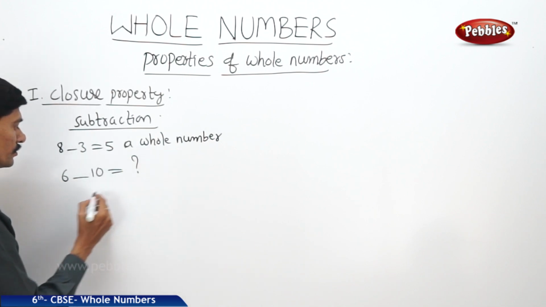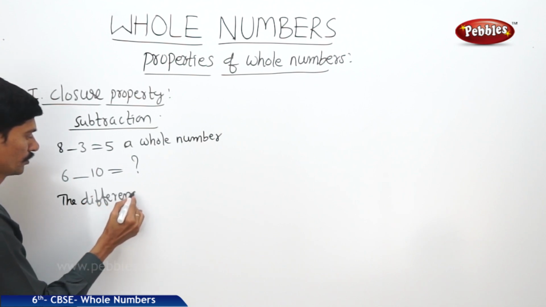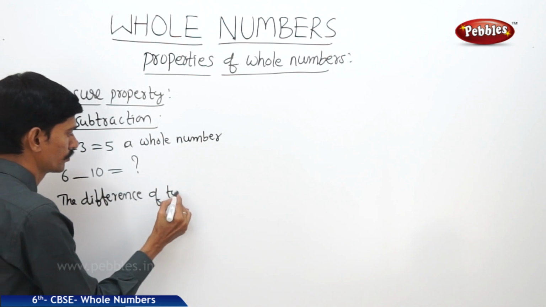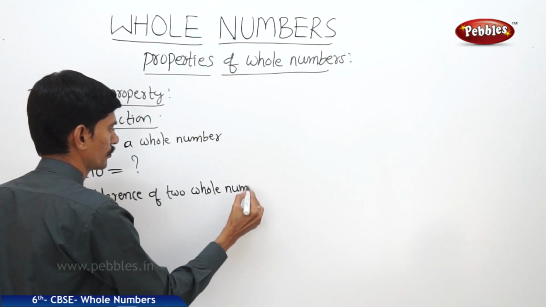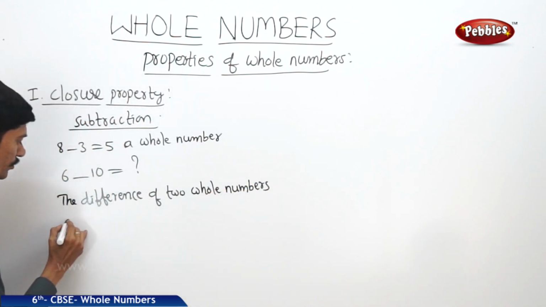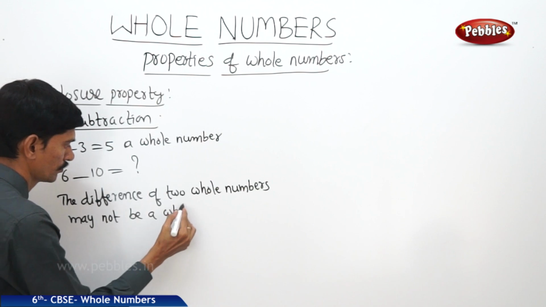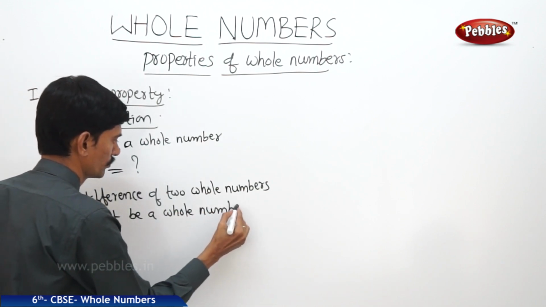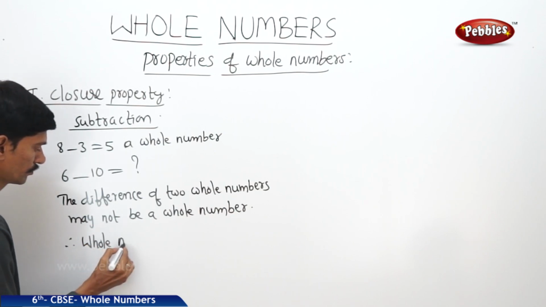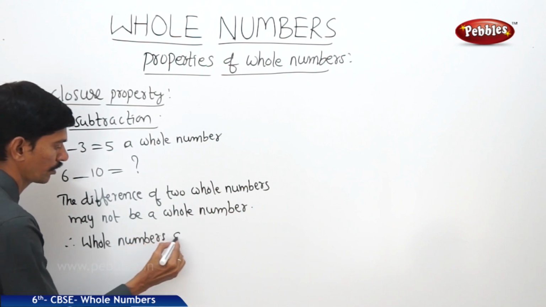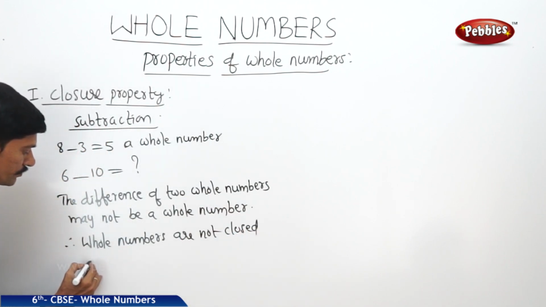So the difference of two whole numbers may not be a whole number. Therefore, we can write that whole numbers are not closed under subtraction.